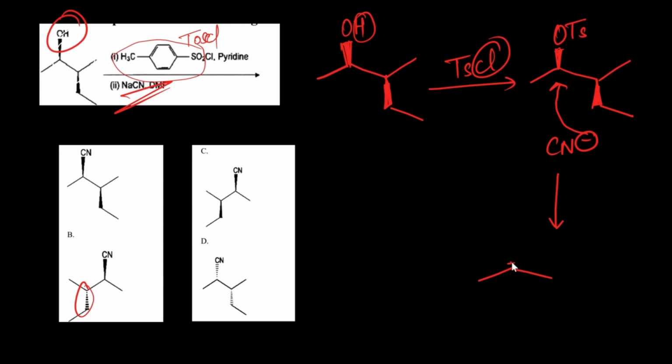So the product will have CN behind the plane, and this one will be as usual. So the answer to this question is option... These both are same. I mean, both are above the plane setup. Here both are below the plane. So option B is your right answer.